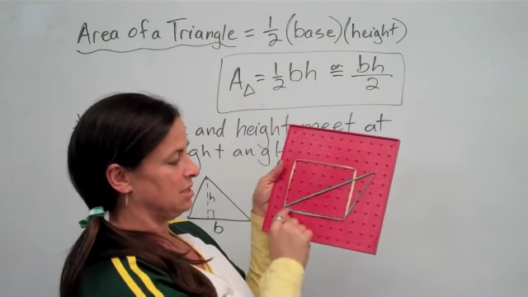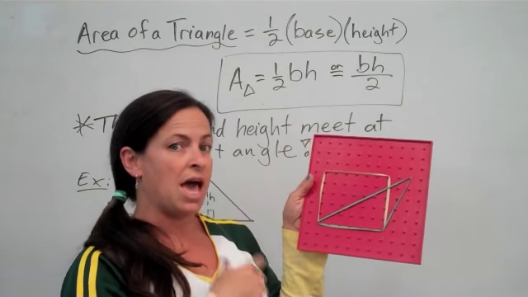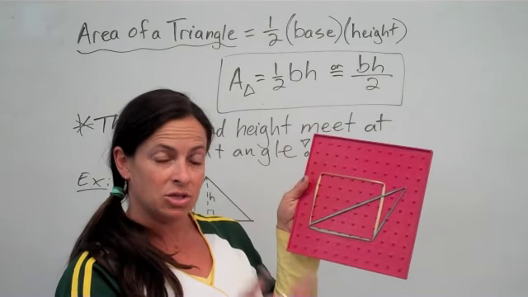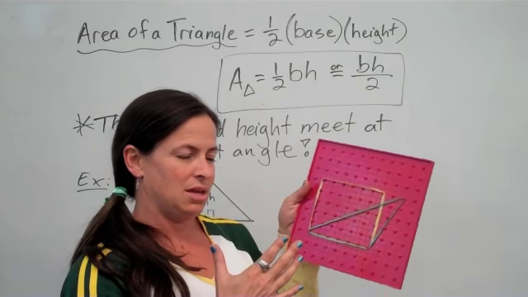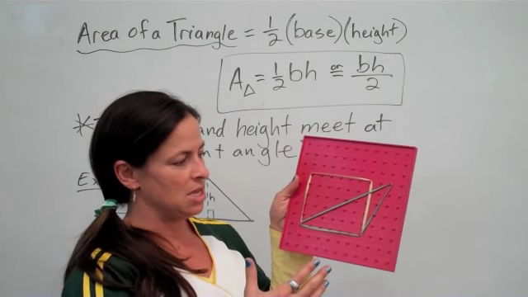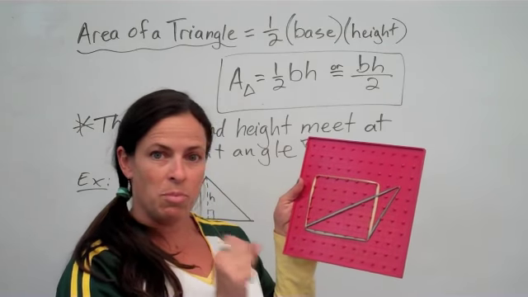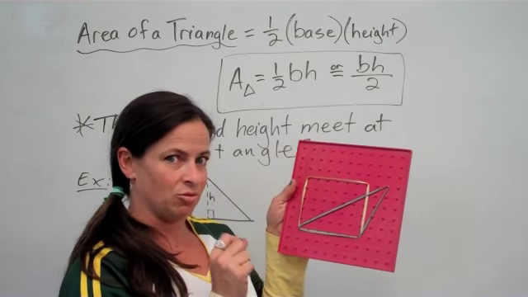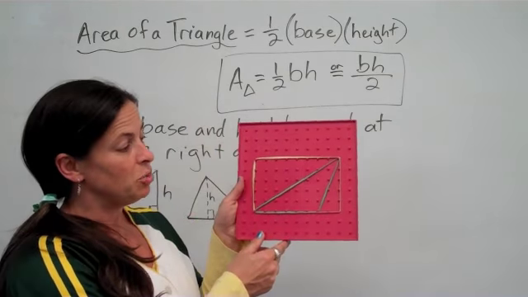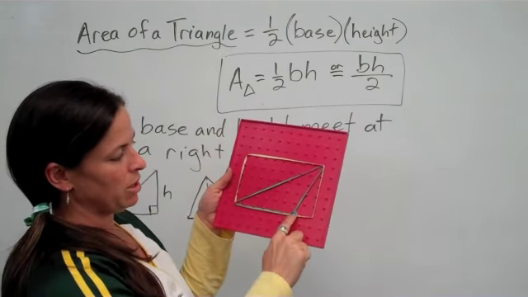So this still has the area of half of 6 times 5. So it still has an area of 15. Now that's really confusing for people to see, so we are going to make sure that that's true via a different route. Okay?